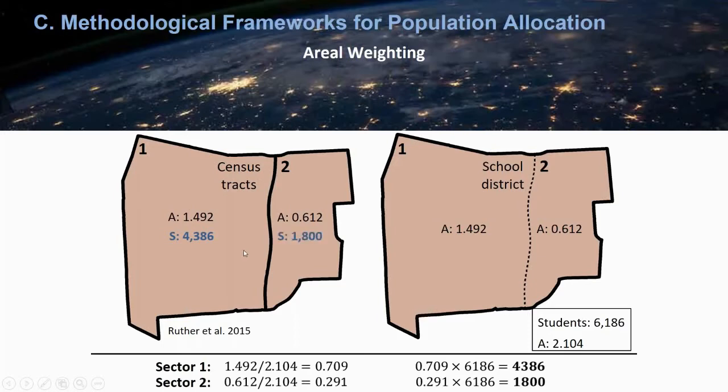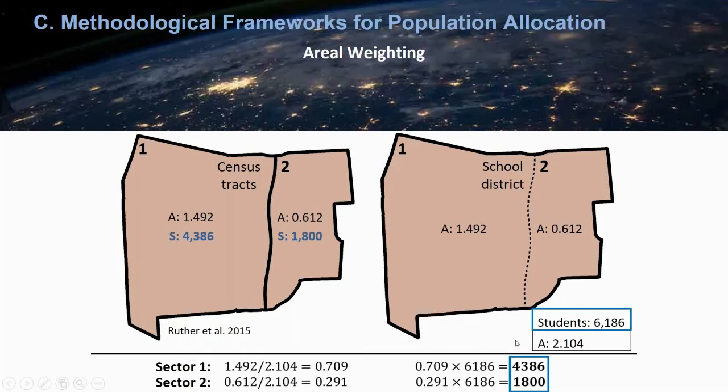We do the same for tract 2 to come up with a second estimate, in this case for census tract number 2. Again, you can see that this estimate is made based on the assumption that there is the same density of students living in each part of this school district. Again, this might be very unrealistic because there are different population groups living in different parts of such a study area.